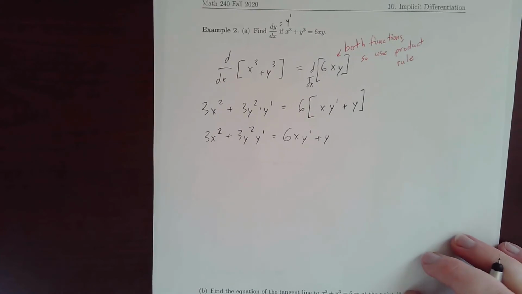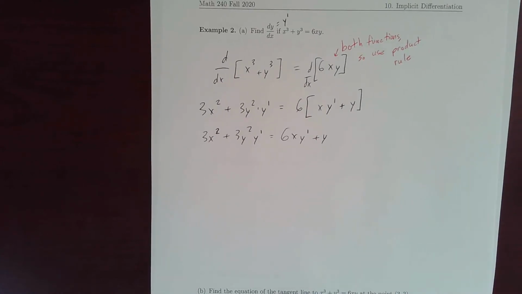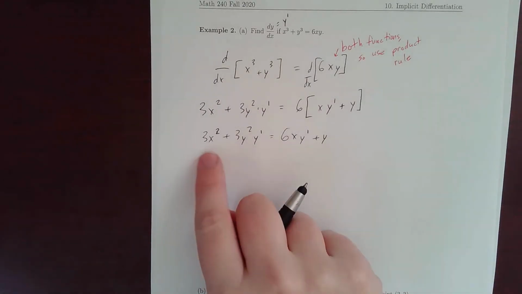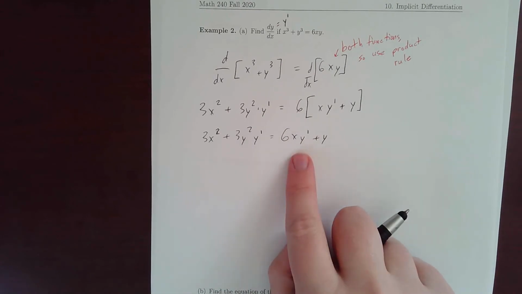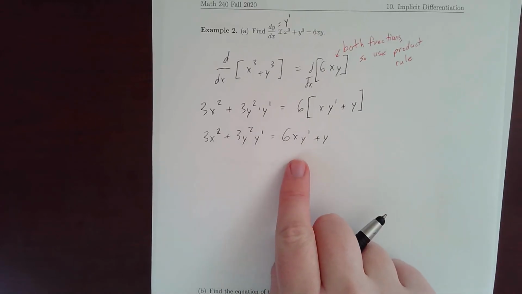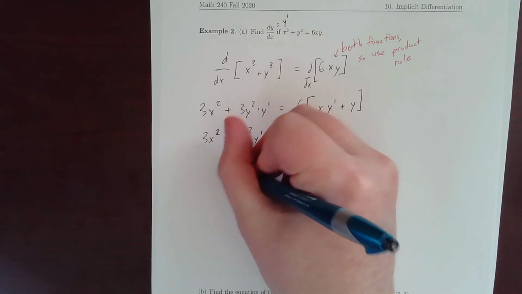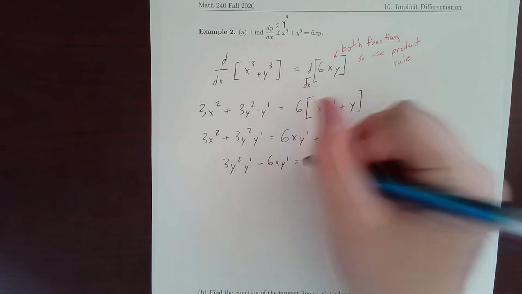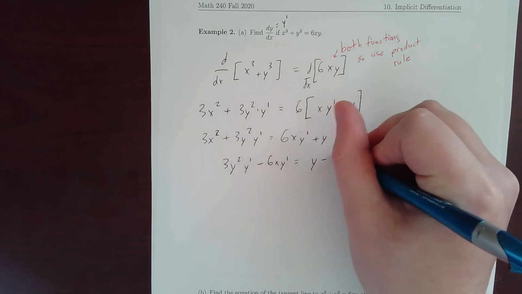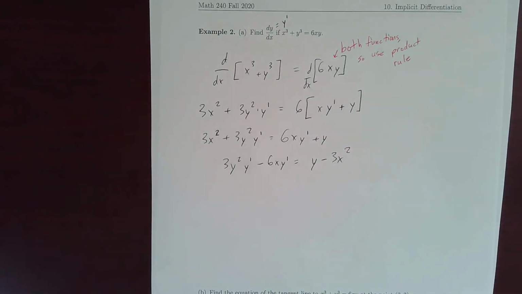So at this point, what we're going to want to do is get everything that has a y prime on one side and everything without a y prime on the other side, and then factor out y prime and solve for it. So we'll subtract over the 3x squared, and we'll subtract over the 6xy prime. So we'll have 3y squared y prime minus 6xy prime, and that'll be equal to y minus 3x squared.